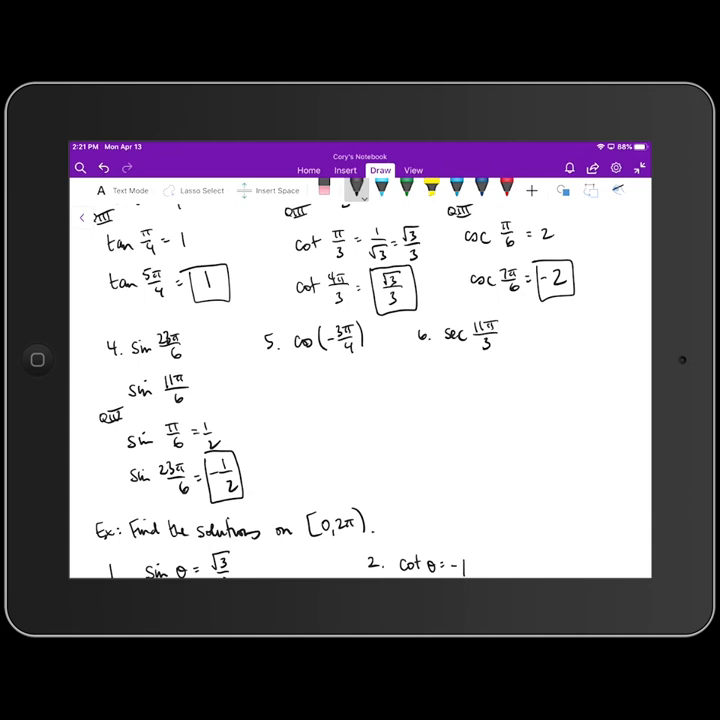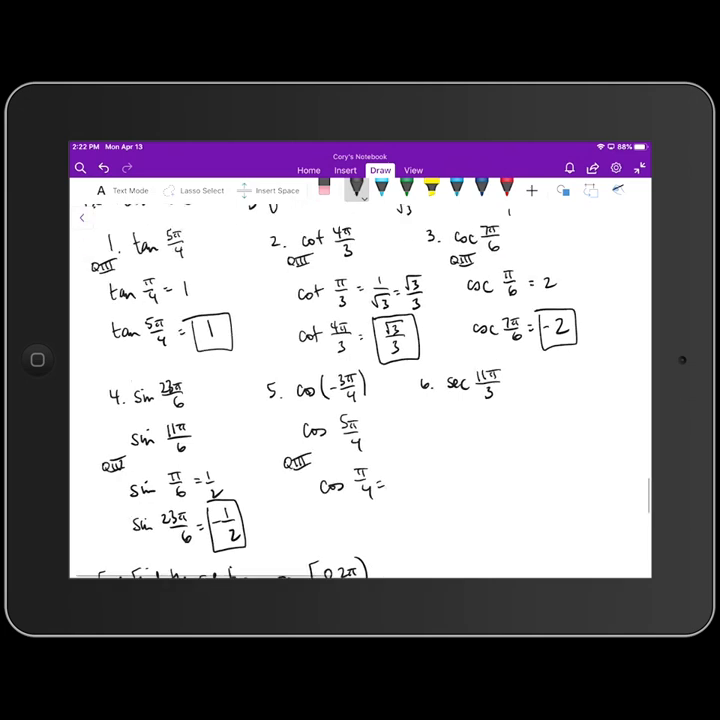Cosine of negative 3 pi over 4, again, is not between 0 and 2 pi. So I'm going to add 2 pi, which is like adding 8 pi over 4, which makes the cosine of 5 pi over 4. The reference angle is pi over 4. We get 5 pi over 4 by taking pi plus the reference angle, so that puts our angle into quadrant 3.